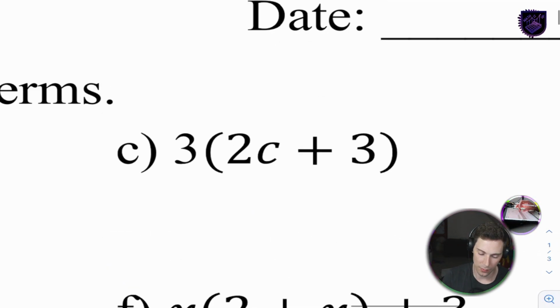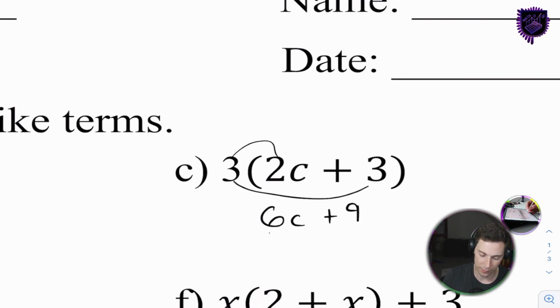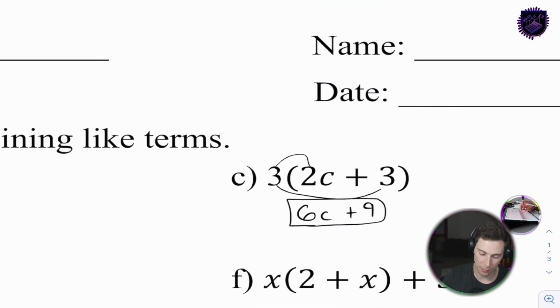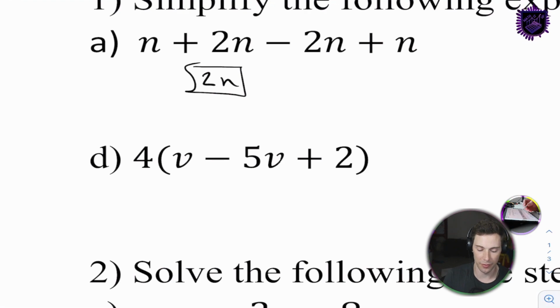Next one, we have a distributive property on this one. So we go 3 times 2c. This is 6c plus 9. 6c plus 9.